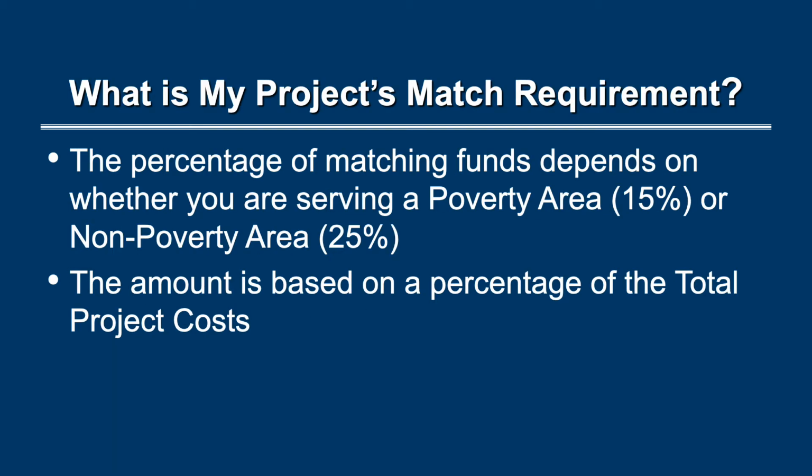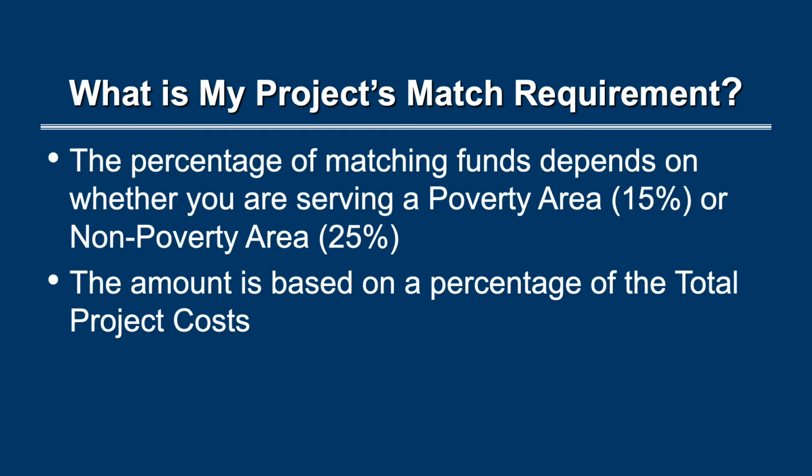To determine the amount of support you are required to provide, you first need to know whether or not your project serves a poverty or non-poverty area. In Section 4A of this module, we discussed how to use Exhibit A to find this information. You are responsible for a 15% match if you serve a poverty area and 25% in a non-poverty area. This percentage is calculated from the total project costs.